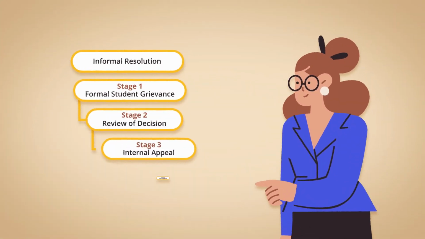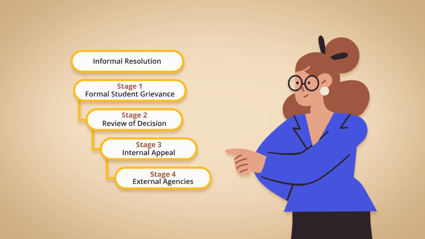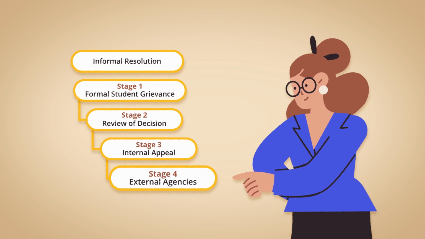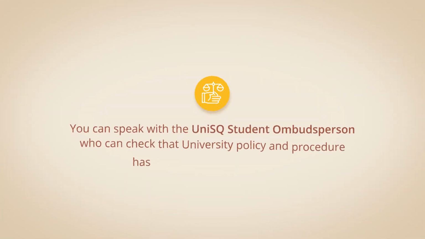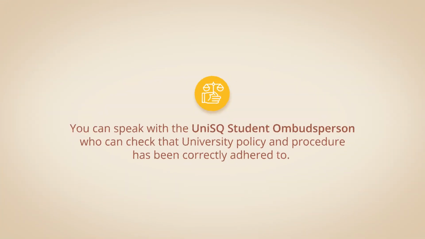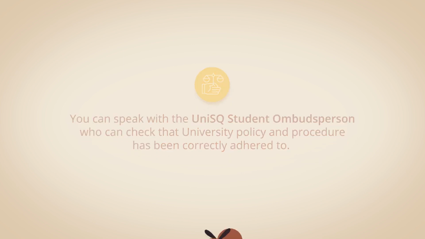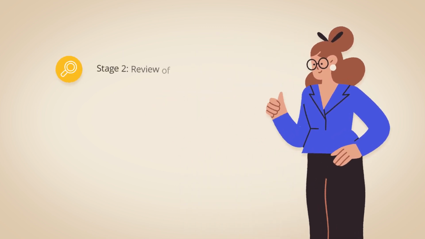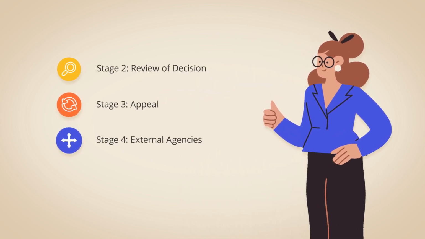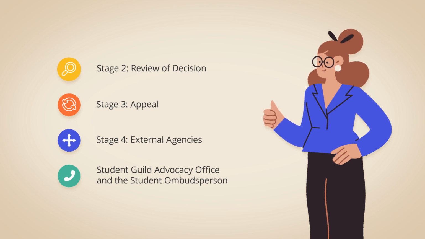The appeal stage is the last internal step in the grievance resolution process, so any further action must be directed to external agencies. These organisations will be listed in your outcome notice. Prior to contacting an external agency, you can speak with the UniSQ student ombudsperson, who can check that university policy and procedure has been correctly adhered to. Most grievances are resolved in the earlier stages of the resolution process, but we hope that this video has helped you to understand the relevant guidelines and steps involved to escalate your concerns if you need to.